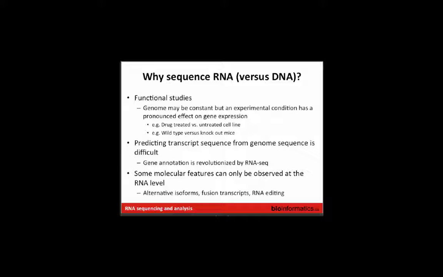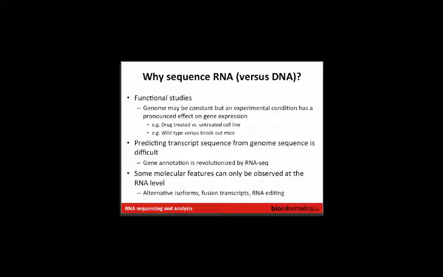So there's a lot of biology that's happening at the level of RNAs where the genome may be constant, but some experimental condition is resulting in a change in gene expression. This could be things like a drug-treated versus untreated cell line and so forth. Another thing that's really great about RNA-seq is that predicting transcript sequences from the genome itself is very difficult, and this used to be a whole field of bioinformatics, trying to look at the genome and predict what transcripts would look like.